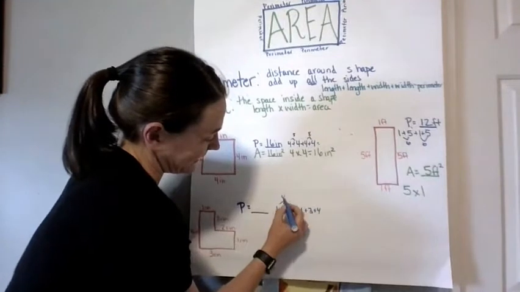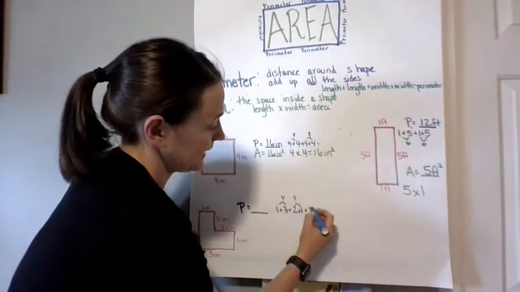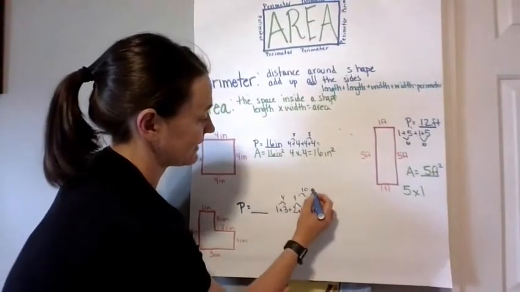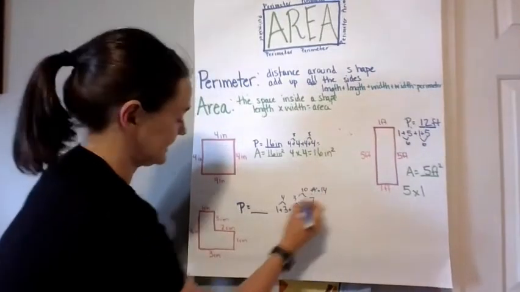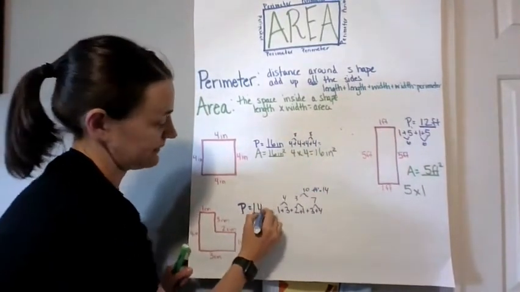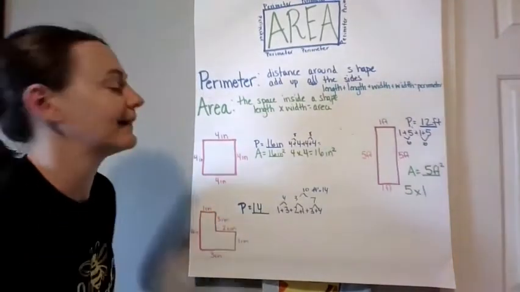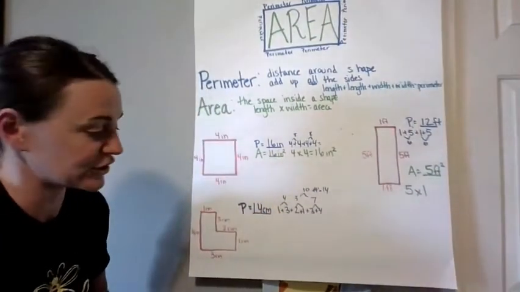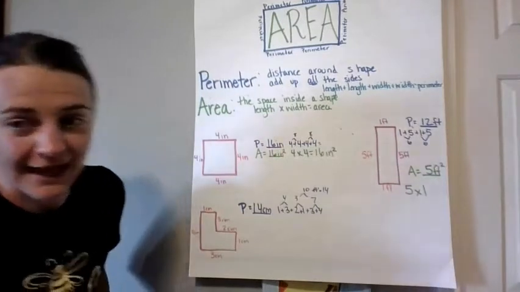I'm going to take pieces. 1 plus 3 is 4. 2 plus 1 is 3. 3 plus 4 is 7. That's 10. 10 plus 4 equals 14. Do my perimeter. Wait, what? Oh, I forgot my label. Thank you. 14 centimeters.